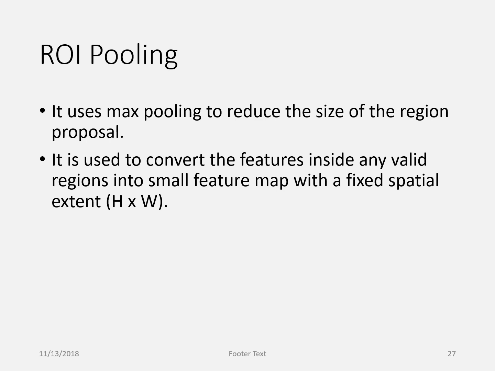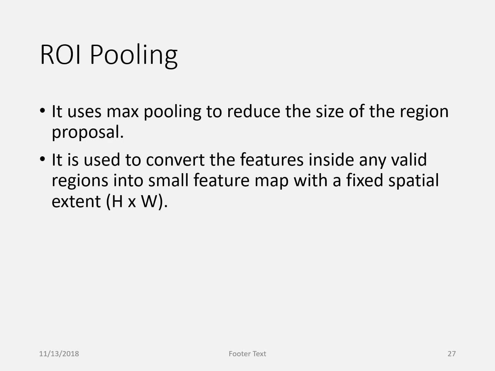Now let's see how the ROI pooling layer works. The main function of the ROI pooling layer is that it converts the features inside any valid region of interest into a small feature map with a fixed spatial extent of some height and width. Here in the paper they have used the height and width to be 7 by 7. ROI pooling uses max pooling to reduce the size of the region proposal.